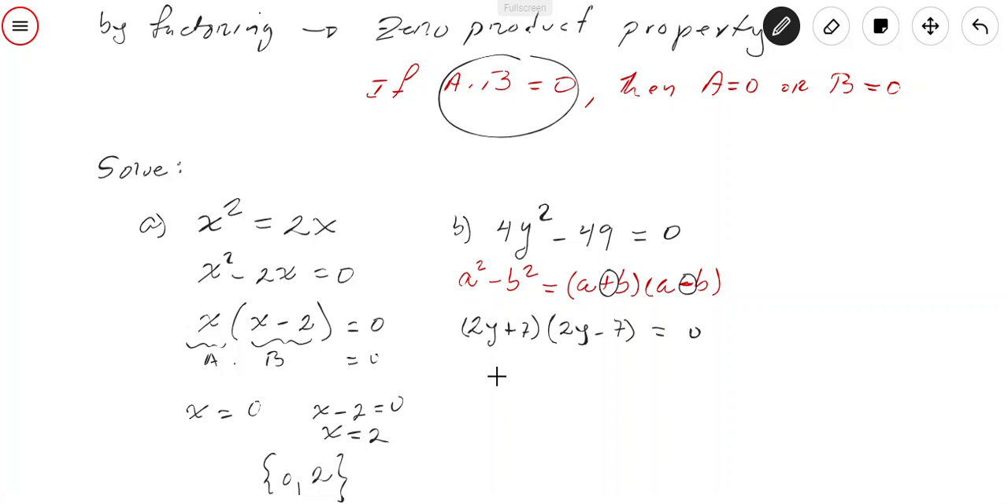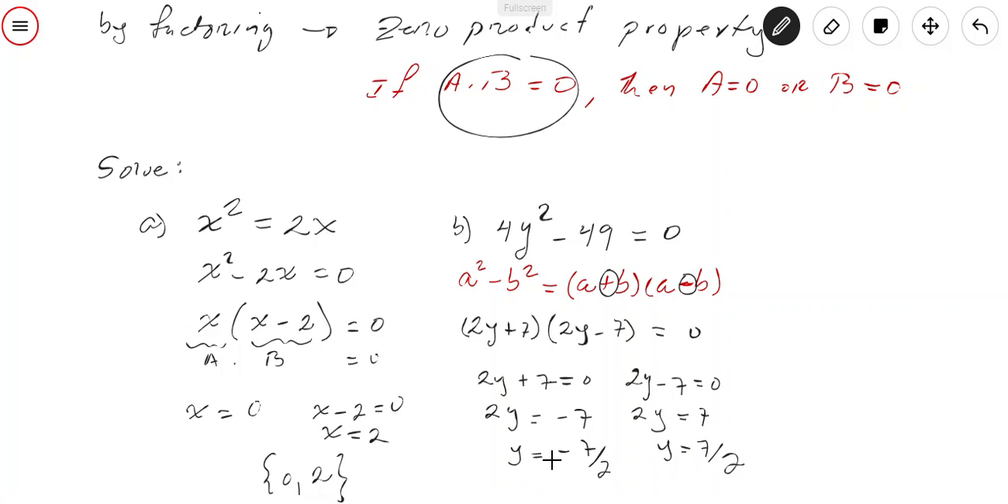I will make the factors equal 0, so 2y plus 7 equals 0. So 2y equals negative 7, y equals negative 7 over 2. And then we have 2y minus 7 equals 0. So 2y equals positive 7, y equals 7 over 2. So my solutions in this case are negative 7 over 2 and positive 7 over 2. So we have solved this equation by factoring also.